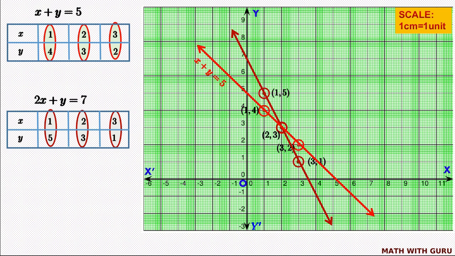Now look at the point of intersection. This is the point of intersection. Its x coordinate is 2 and y coordinate is 3. Therefore, x equals 2, y equals 3. This pair of values is the solution of the given pair of linear equations.